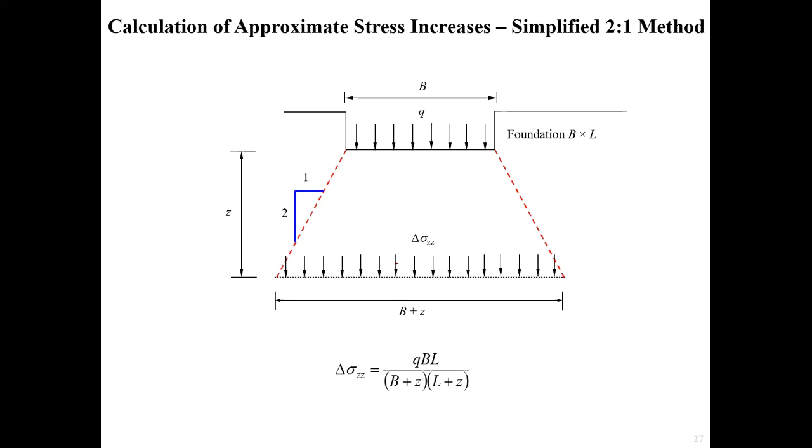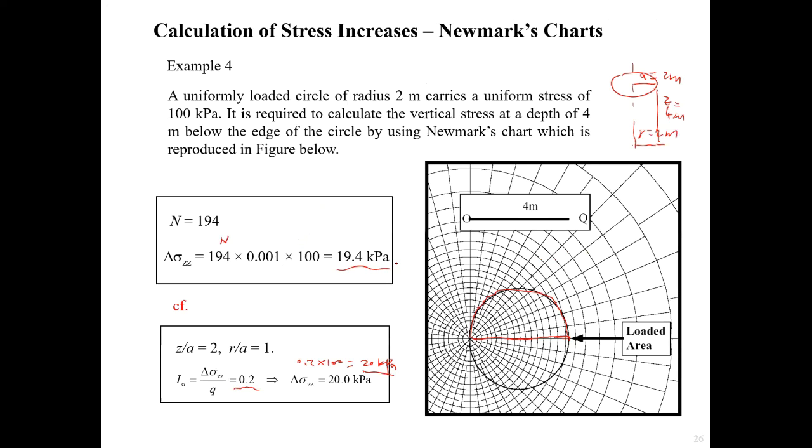Can you just explain where the 0.2 came from? That's from the design chart of the circular loading. Okay. Yeah.